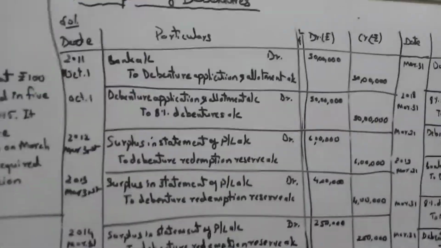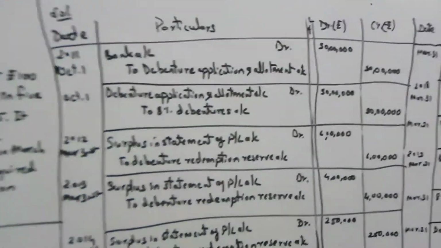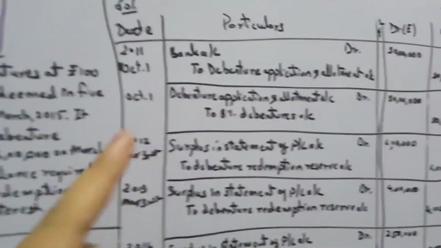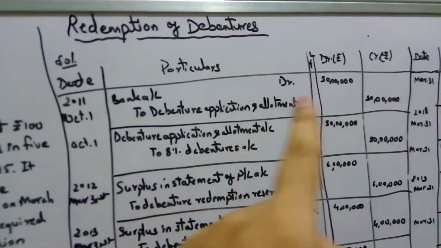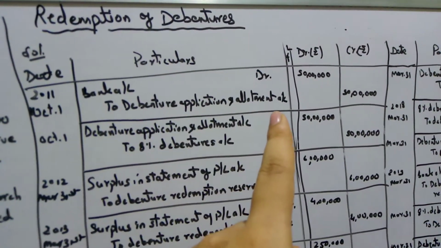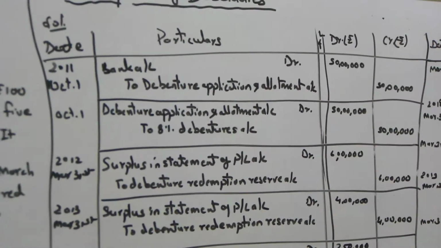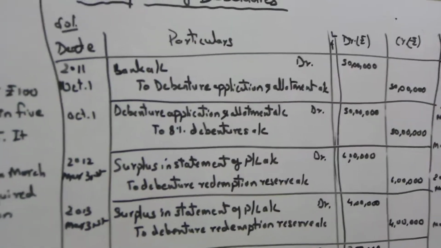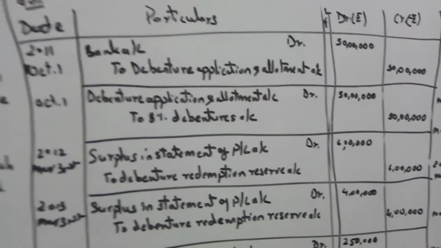Let's start the question. This is the format: date, particulars, ledger folio, debit amount, credit amount, nothing new. So year 2011, because it is mentioned in the question that on 1st of October 2011, bank account is debited to debenture applications and allotment account. The amount is 50 lakhs. Already we have calculated this amount in the working note, right? Second entry, see, although I have not written a narration, you have to write the narration. Narration is nothing but the short description of what transactions you have passed.